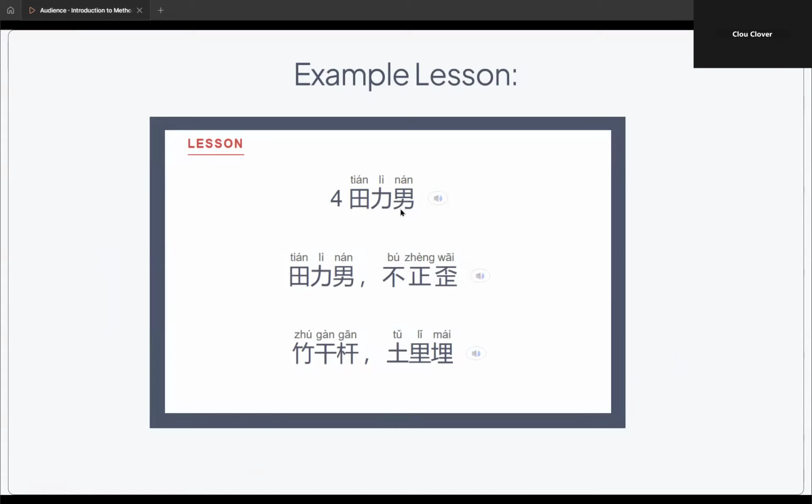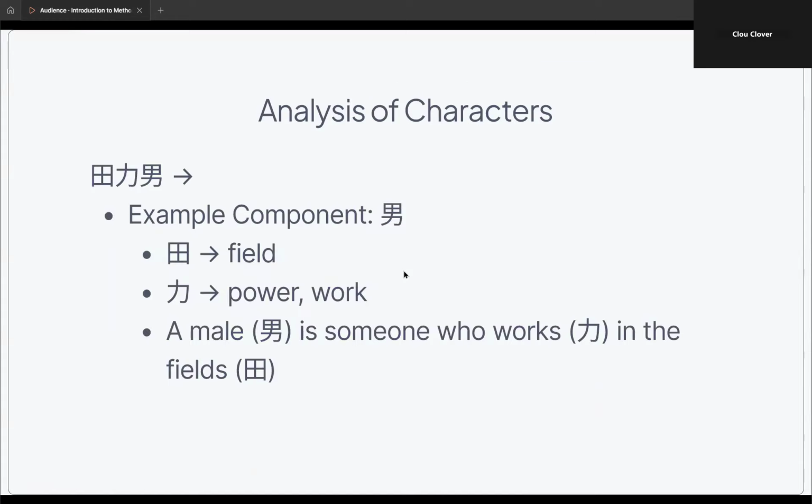Lesson, 田里南. If you notice here, all of the characters build up to make the third character. So, for example, for this one, the last character, nan, is composed of two characters. On top is tian, which means field, and li, which means power or work. So a male, which is what this character means, is someone who works in the fields. Sorry for the built-in misogyny. But as you see, the lesson itself builds upon simple characters to teach you more and more complex characters.